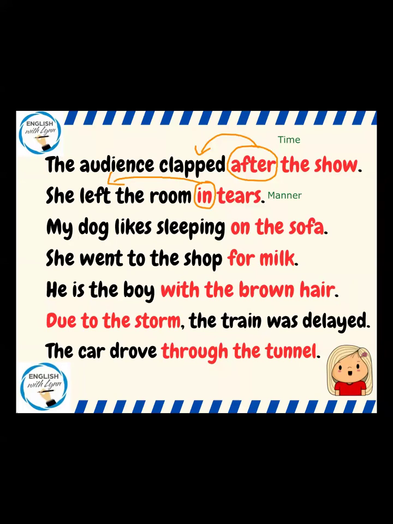Now, luckily for you, my dog is actually sleeping on the sofa today. She is quite quiet today. So on the sofa is my prepositional phrase. Looking at that, the on is the preposition, and it's the fact that my dog likes sleeping, so it is linking to this part here, likes sleeping, and it is showing where my dog likes sleeping. So it is a preposition of place. It is showing where.